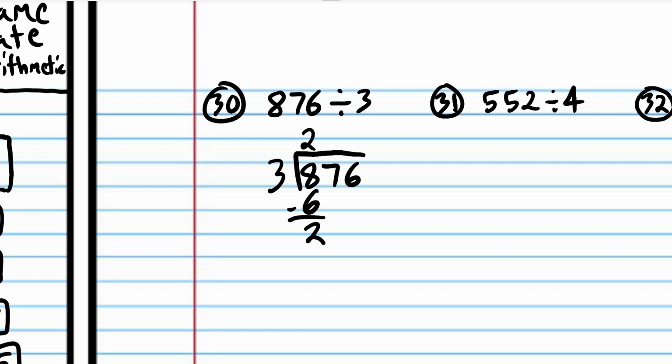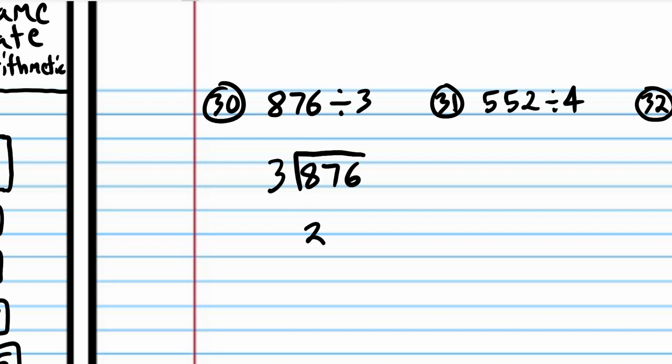So the second thing that we need to know is that this remainder is smaller than the divisor. And it should always be smaller than the divisor. That tells us we did the problem correctly.